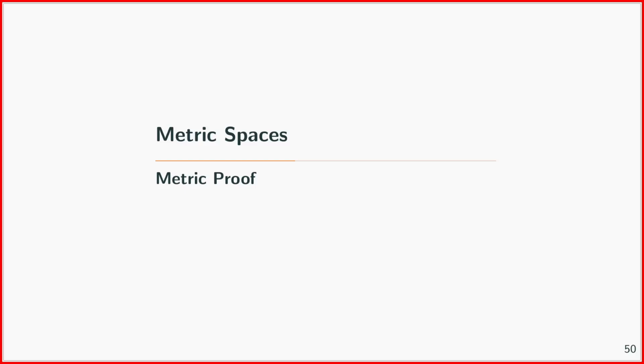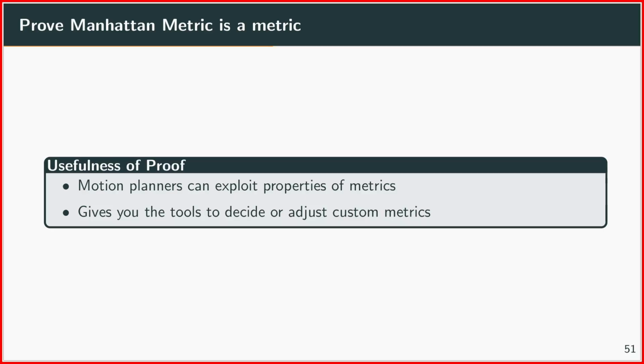Okay, so now those were some examples of metrics, and now I just want to go a little bit into showing you how you can actually prove that something is a metric. And that is pretty useful because motion planners can often exploit properties of metrics. So if you are really sure that your distance function has a certain property, then you can go to your motion planner and construct more efficient algorithms. So you can solve a problem quicker, and so on.